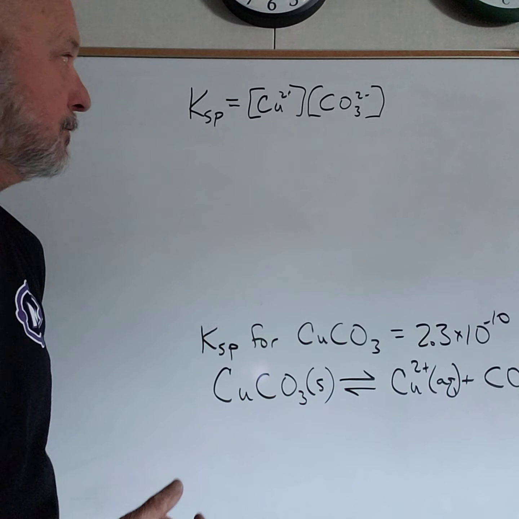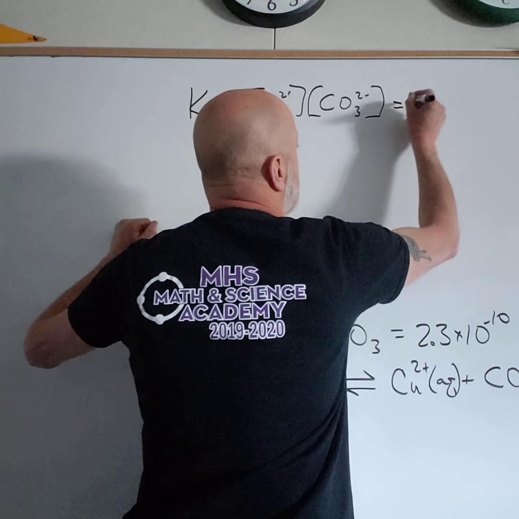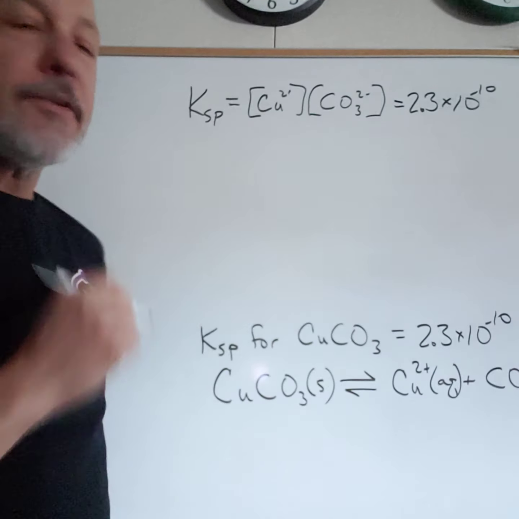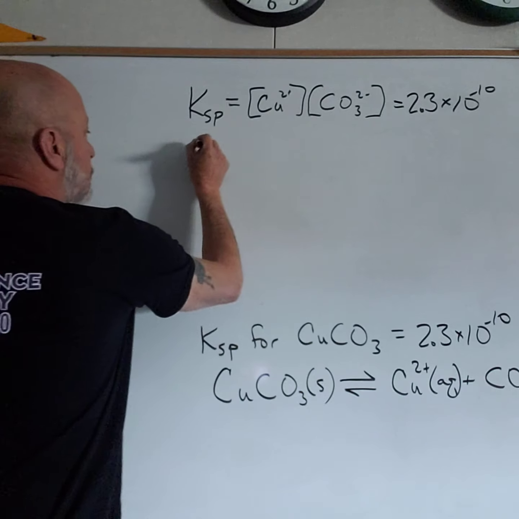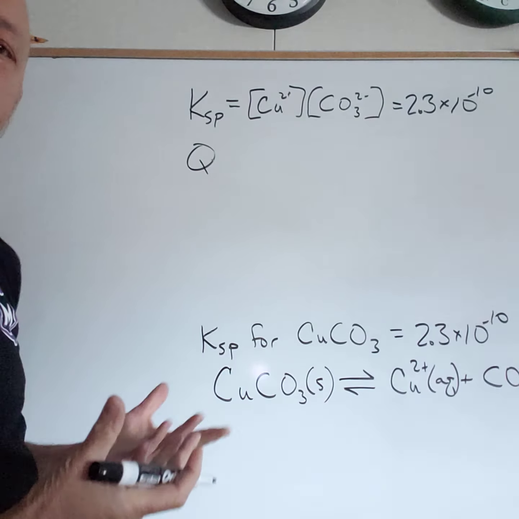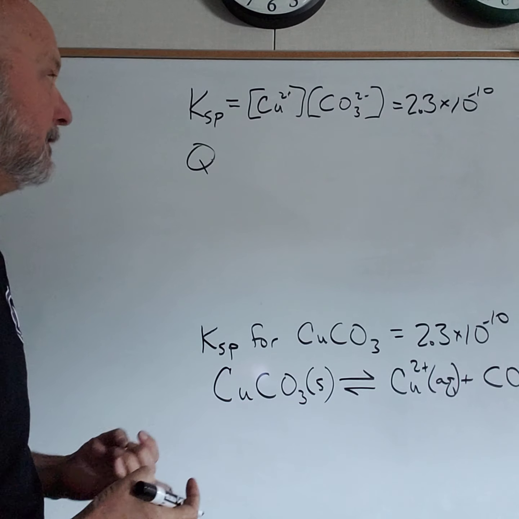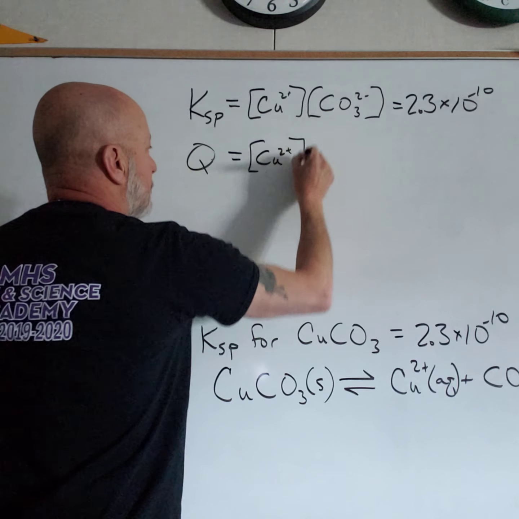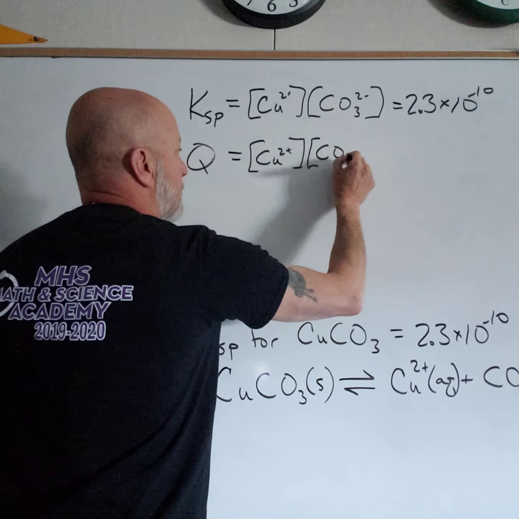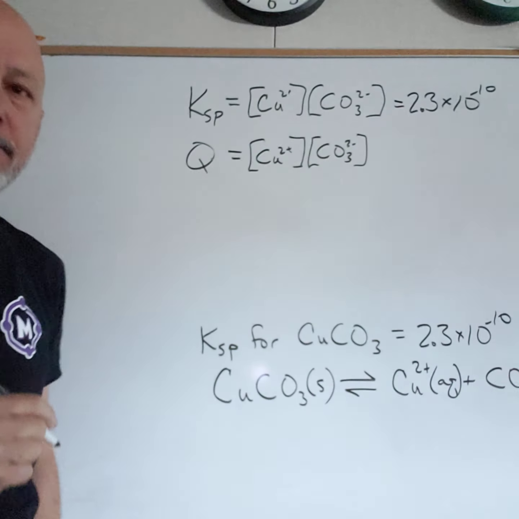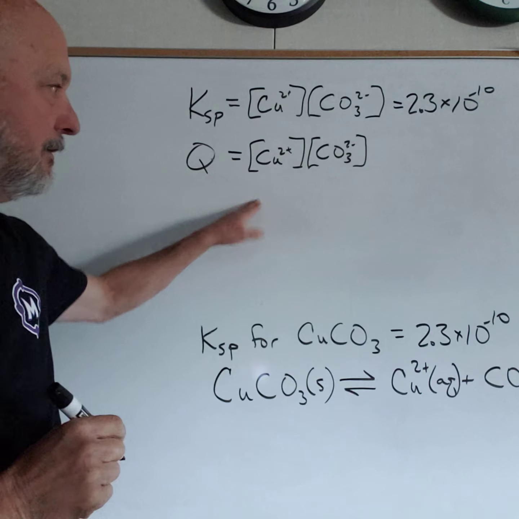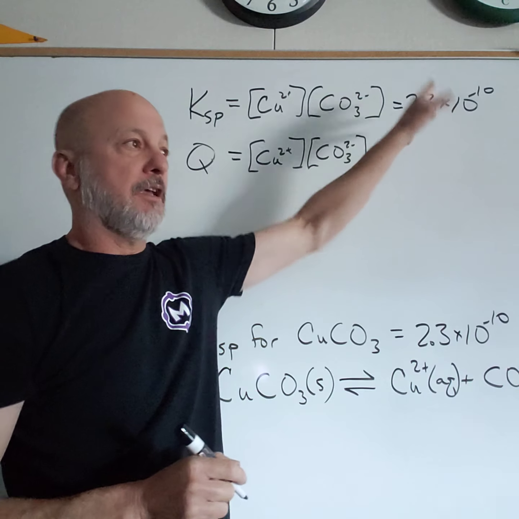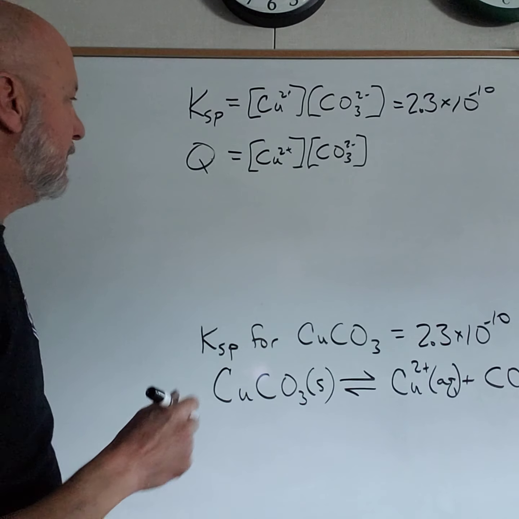Now what we had with reaction quotient, so this thing at equilibrium is 2.3 times 10 to the minus 10. That's at equilibrium. The reaction quotient, Q, is a test. Am I at equilibrium? And if not, which way will this thing go to get there? It's the exact same expression, Cu2+, CO3 2-, exactly the same. But what I do is I plug in the concentrations and see, is it 2.3 times 10 to the minus 10? Is it something different? So let's do that.